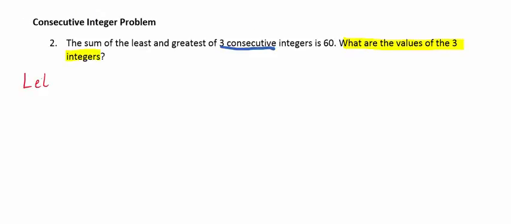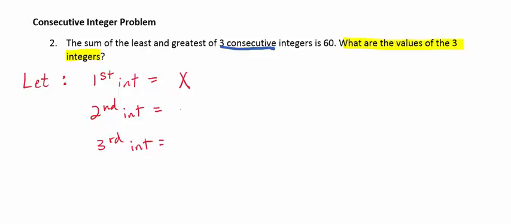So let's start with a let statement. So let the first integer equal, the second integer equal, and the third integer equal. So they are consecutive. If I knew the first, I could find the rest of them. So if we start with x for the first, we will find the next consecutive integer by adding 1, and we'd find the third by adding 2 to the first integer.